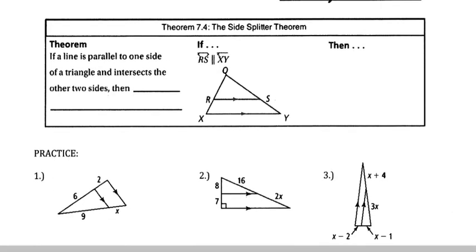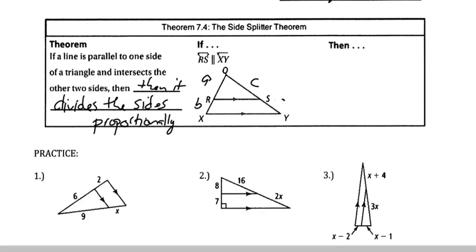If we have this, the theorem says if a line is parallel to one side of a triangle and intersects the other two sides, then it divides the sides proportionally. And once again, I was looking at those proportions before. If we wanted to look at just one of them, we call that A, B, C, and D, then one of them would be A over B equals C over D.